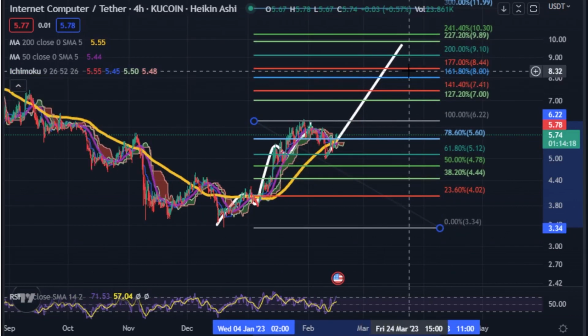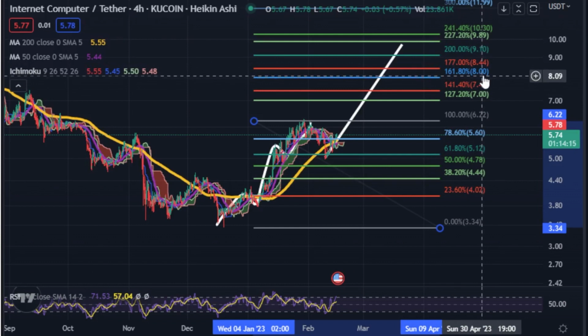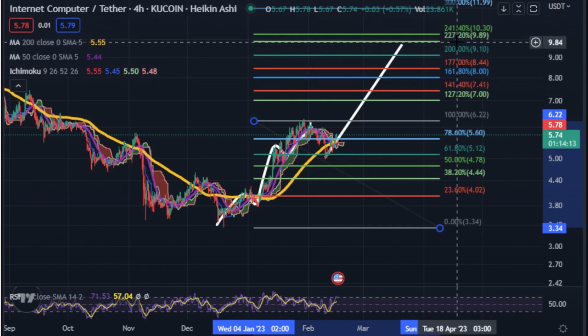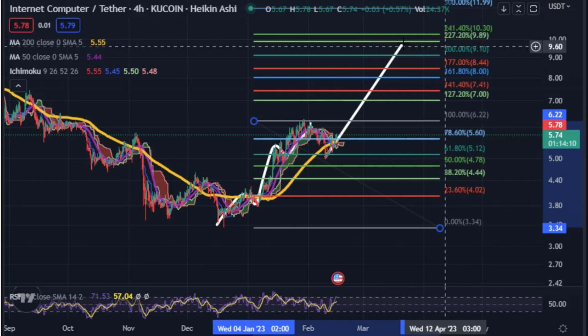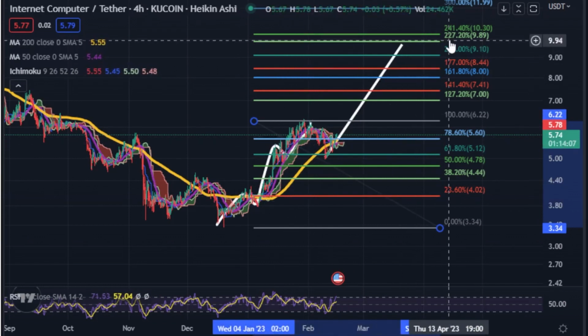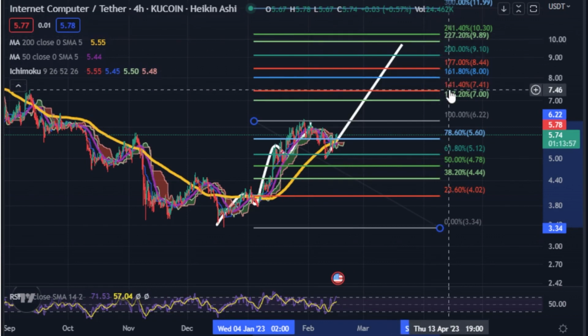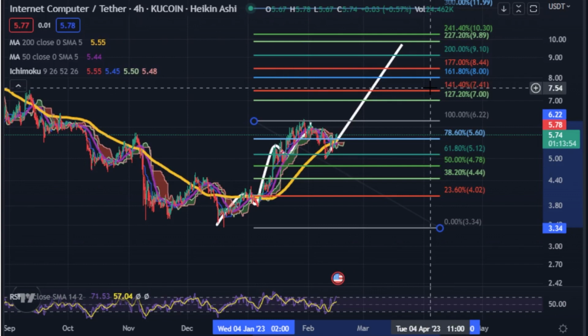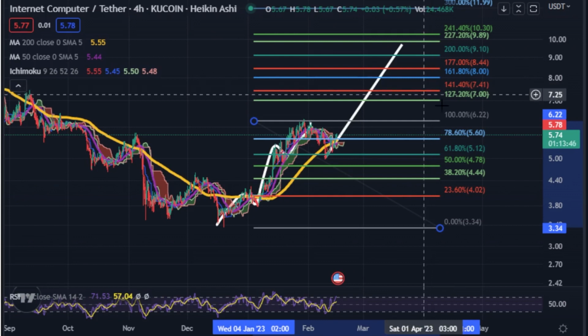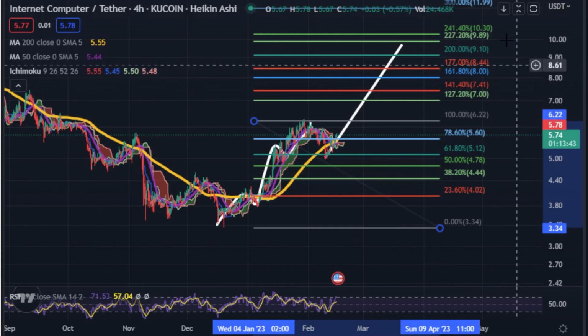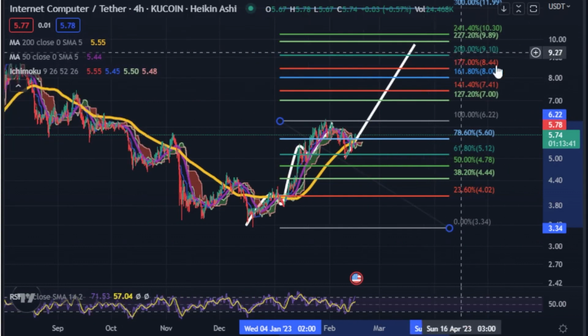Okay, and it looks like the 161.8 is at about $8, but we've got the 227. So minimally, price, if this was an impulse wave, would come up to the 227 at about $9.89. And the 227 is a very common point of reversal, just like the 127. It's like when the first traders that are playing a move get out of the markets and reverse their positions, things like that. So the 127 and the 227 are very common reversal points.